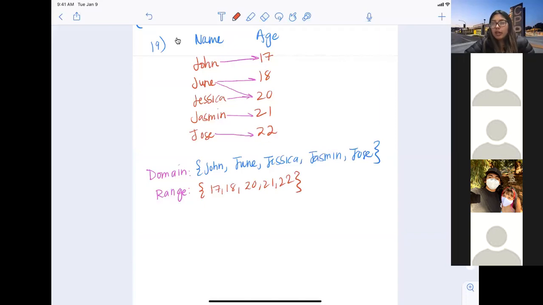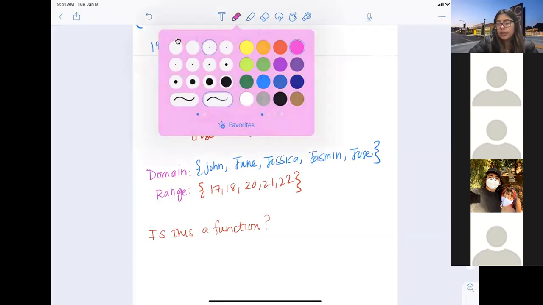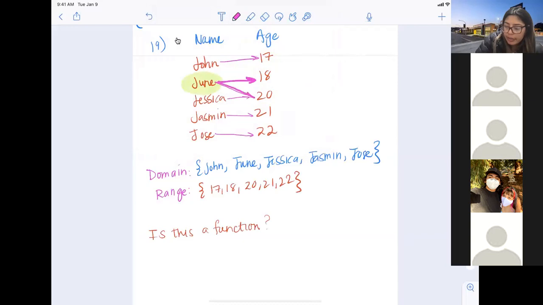Now, does this represent a function, yes or no? Is this a function? The answer is no. Why? Well, because look at June. June has 2 arrows, this and this. June can't be 18 and at the same time 20. Is that clear? That is not allowed. But John can be 17, June can be 17, Jessica can be 17. Is that clear? Do you see the motto here? So this is not.